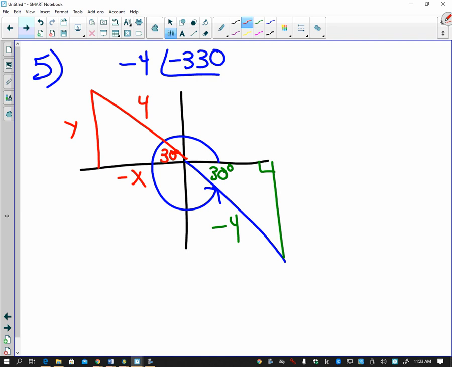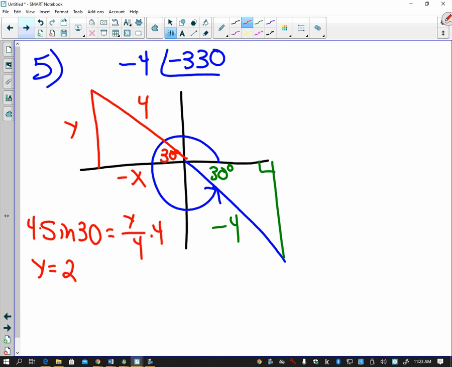To solve for y, I would use sine. So I'd use sine 30 equals opposite over hypotenuse, y over 4. Multiply by 4. So that's going to give you 4 sine 30. What is 4 sine 30? 2. Right? And these should come out to nice, neat numbers.